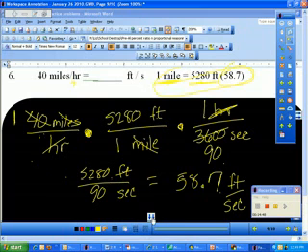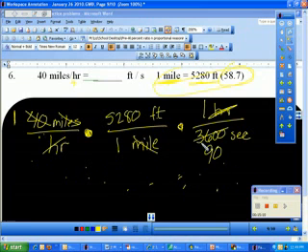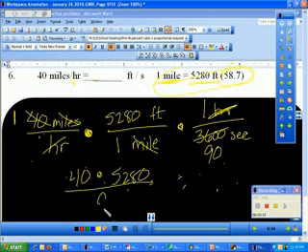I should also note, in case you're somebody that just doesn't like to cancel, you didn't have to do this canceling of this 40 and that 3,600. Somebody get a calculator handy for me so we'll do it the non-canceling way. Pretend that I did not cancel that 3,600 and that 40. So I'm just going to multiply straight across: 40 times 5280 times 1 all over 90. So what's the 40 times 5280?